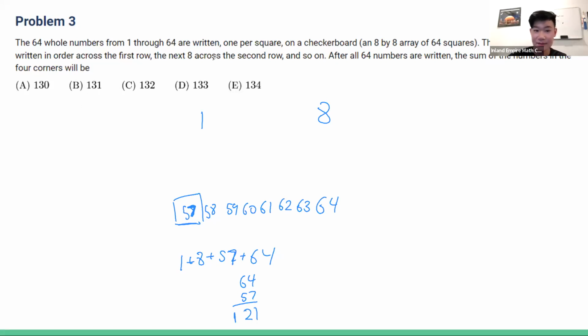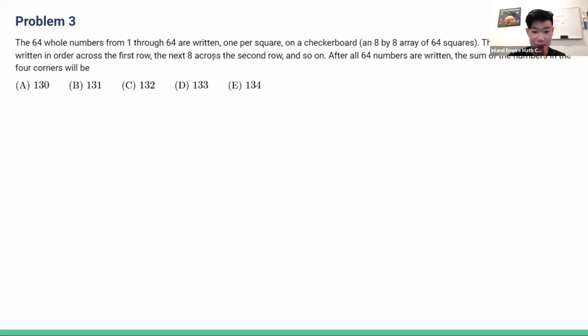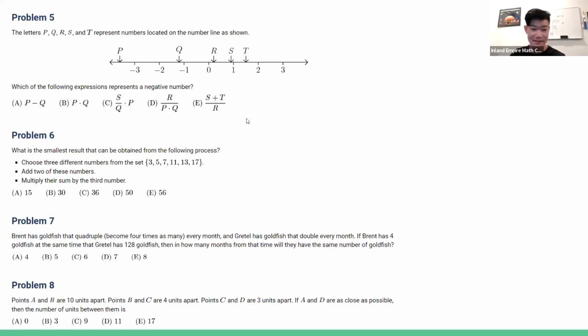But yeah, just make sure to be very, very careful when you have arithmetic like this, because one wrong step could cause you the wrong answer. All right, so let's move on.